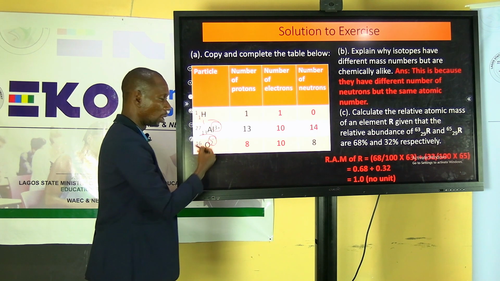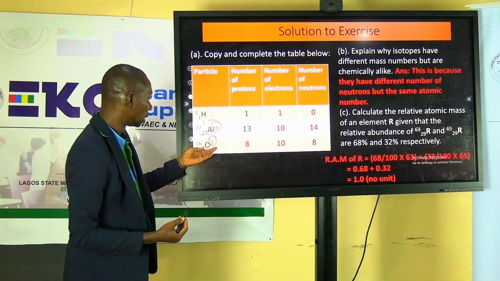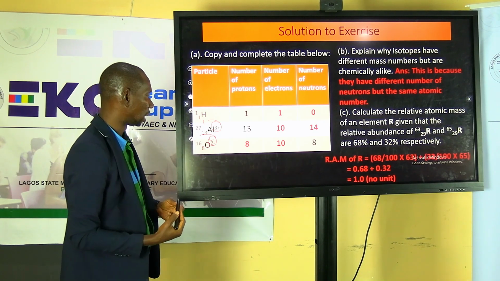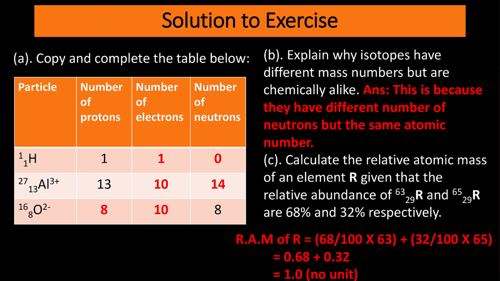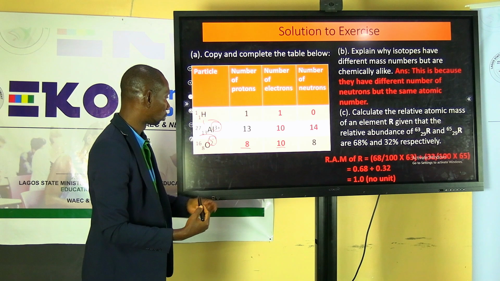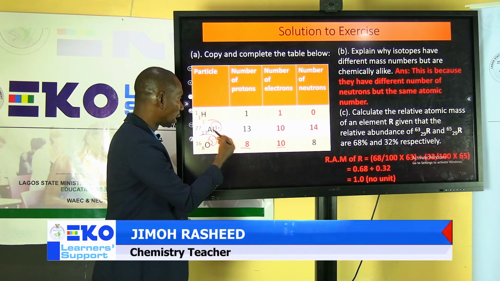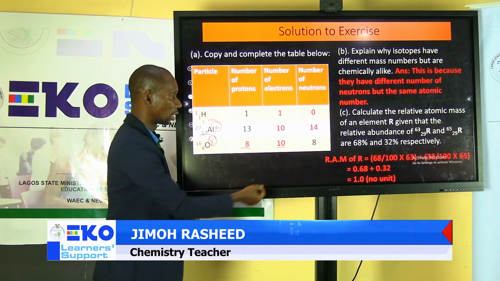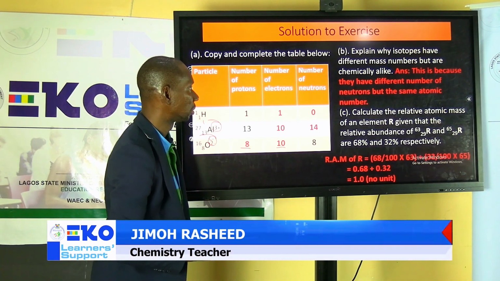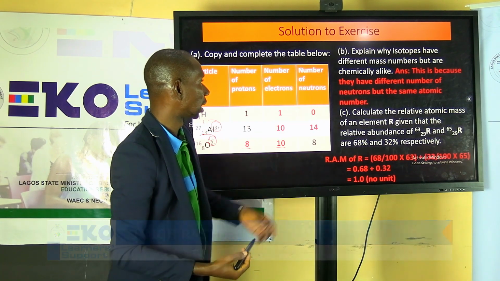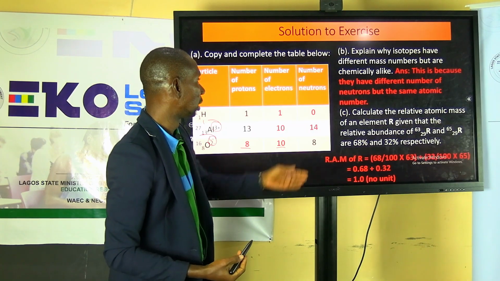Another one is the oxide ion, where the oxygen has gained 2 more electrons. So the number of protons remains 8, but the number of electrons is now 10 because 2 more electrons have been added, while the number of neutrons is the difference between 16 and 8, and that gives 8. The other answers are on the board, okay?